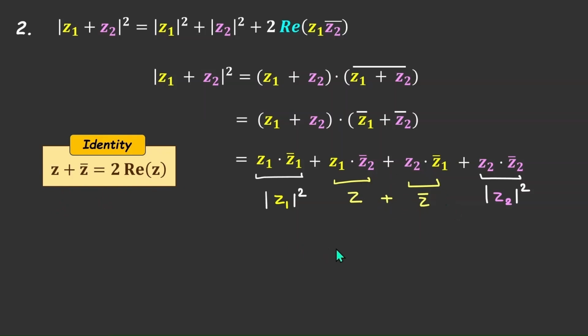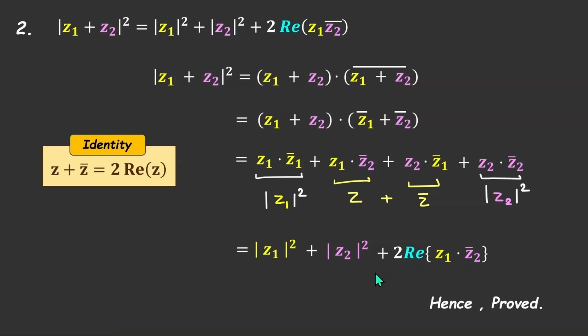So we'll write this as 2 times the real part of z1 into z2 conjugate. So let's write it in the simplified form. We get mod of z1 square plus mod of z2 square plus 2 times the real part of z1 into z2 conjugate. And if you see, this is exactly what we had to prove. So this is hence proved.